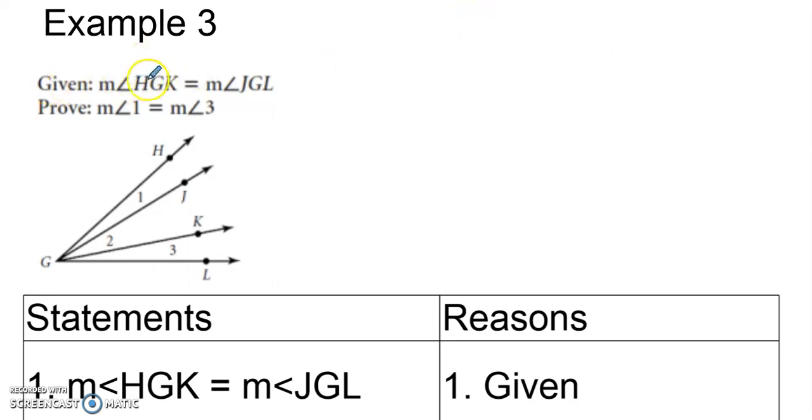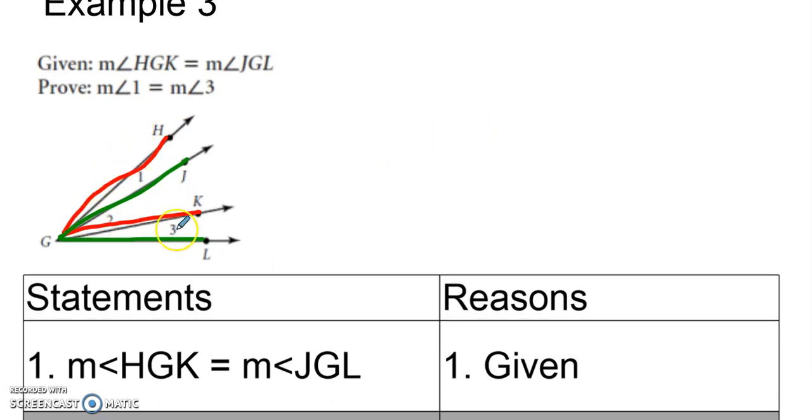So we are given that the measure of HGK is equal to the measure of JGL. So we are told that these two angles are congruent. And we're trying to prove that the measure of angle 1 is congruent to the measure of angle 3. So we do have some overlapping here, and so we're going to have to involve some algebra to take out this overlap.